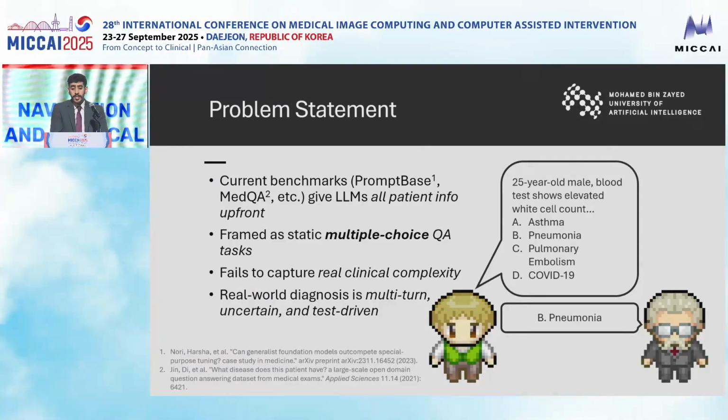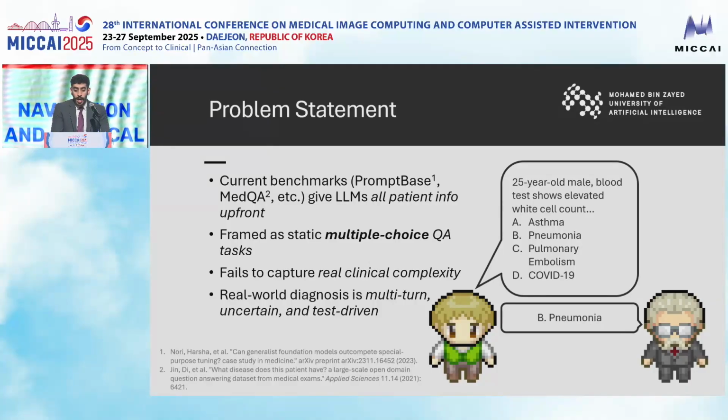So most existing evaluation benchmarks, like I just mentioned, such as MedQA, provide the large language model with all the patient information at once. So symptoms, lab values, imaging results, everything is already neatly packaged. The model's task is then to simply select the correct answer from a set of multiple choice options. This setup makes the evaluation straightforward, but it is rather oversimplified and doesn't really reflect how diagnosis actually happens in practice.